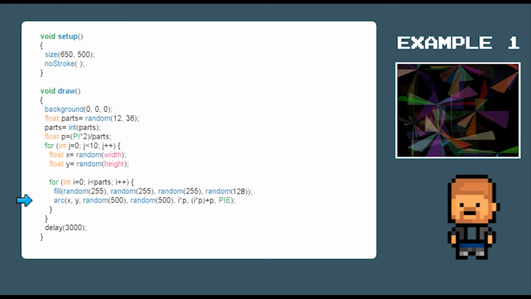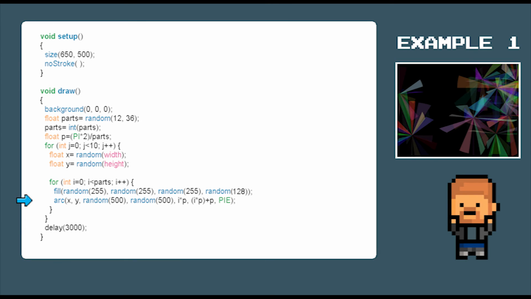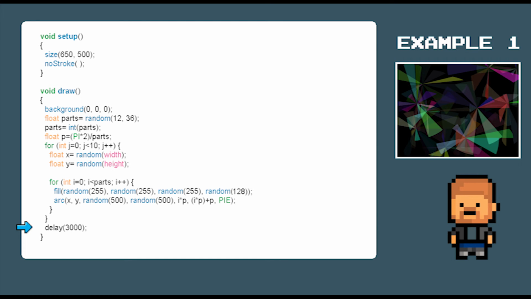Now let's draw the petals using the random x and y variables we created above using arc. We then also ask to draw the petals at a random size. After it has drawn around 10 flowers, the program pauses for 3000 milliseconds, or 3 seconds, using delay(3000). After it has been delayed, the program starts all over again.